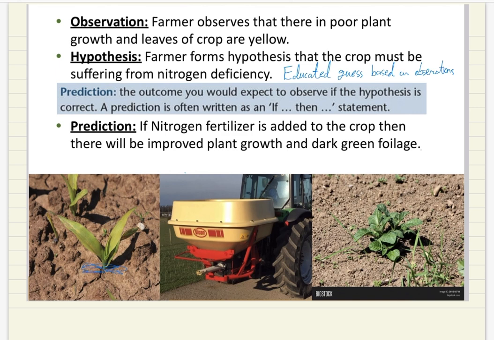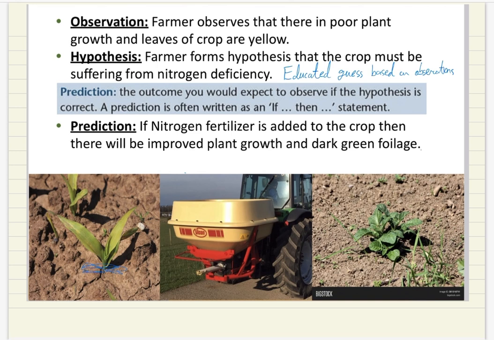Your hypothesis, as I've written here, is an educated guess based on observation. So what you observe, you're making an educated guess on what could be the problem, how you're going to find out your solution. You come up with an educated guess, and that is your hypothesis. Then your prediction is, if your hypothesis is correct, what would you expect to happen? When you're writing your prediction, you're usually starting off, if something occurs, then this is the expected result we're going to get. So your hypothesis, in plain simple language, is just your educated guess. Your prediction is your expected outcome if your hypothesis is correct or true.